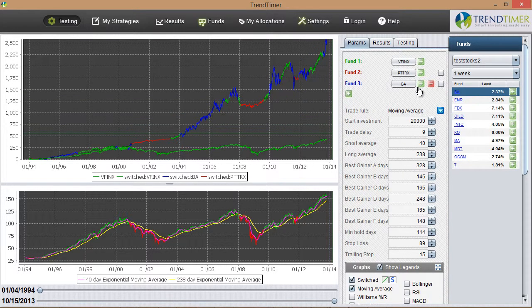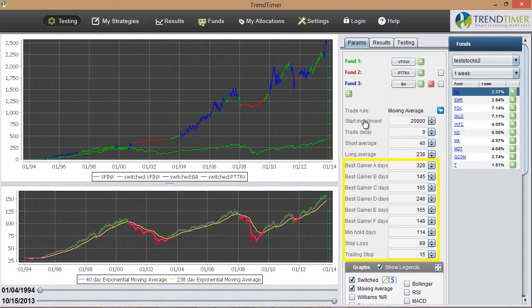Okay, so you see what's happened here. Instead of just owning the index fund and the bond fund, now some of the time we're owning Boeing, which is represented by the blue section here. Also notice that as soon as I added that third stock to the mix, several new parameters showed up. When you add the third stock, the strategy becomes what's known as a momentum trend strategy. And there are several parameters here that are used to configure the strategy.